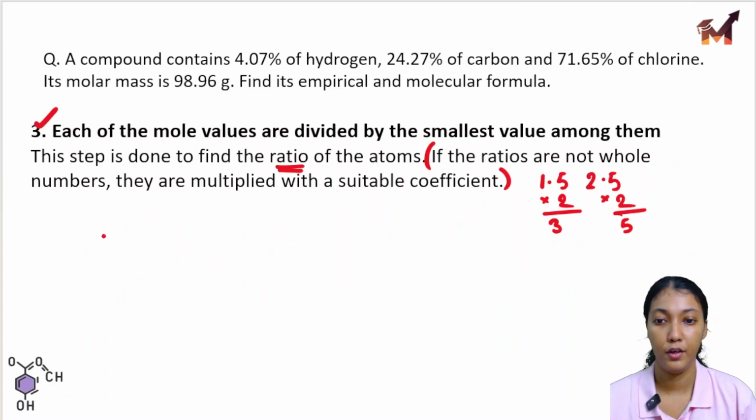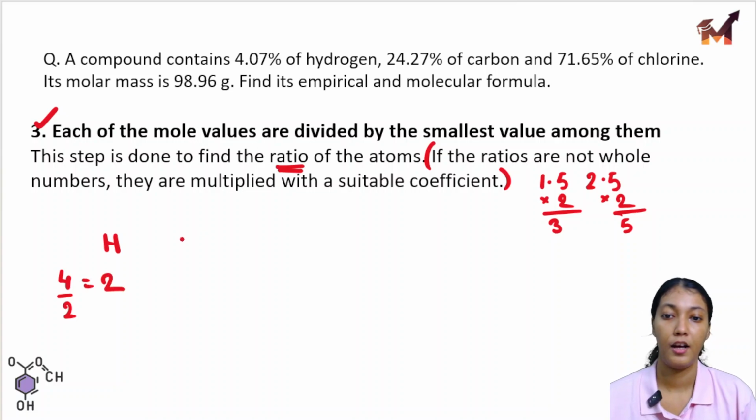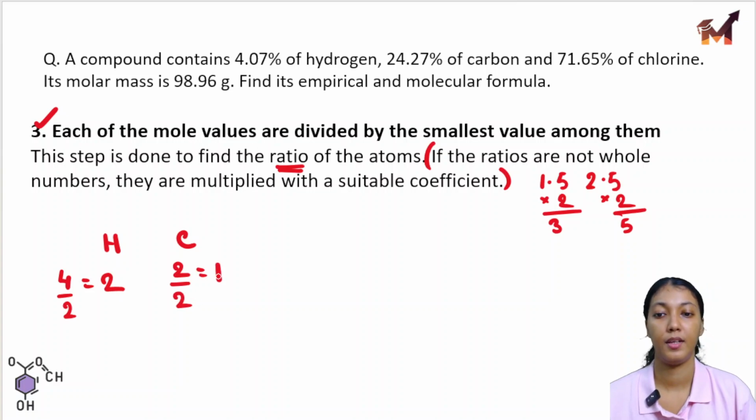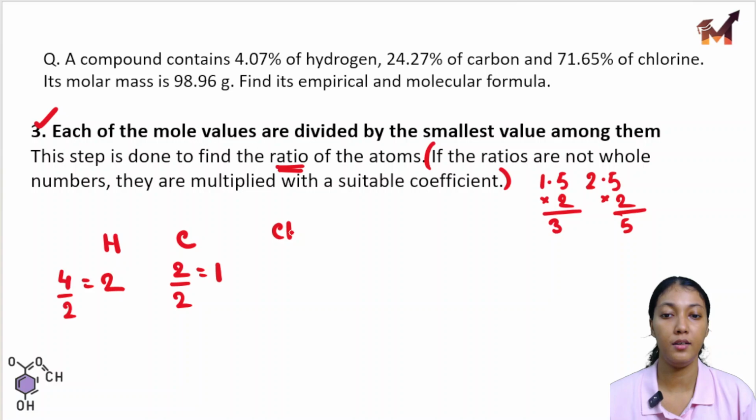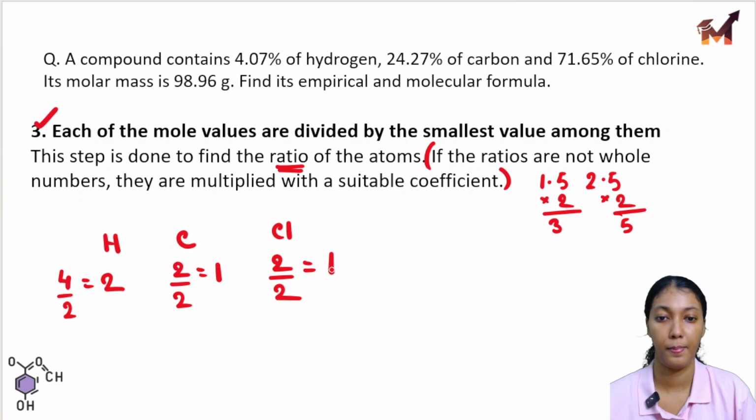So now we will do for hydrogen, we will do 4 by 2, which is 2. For carbon, we will do 2 by 2, which is 1. And for chlorine, we will again do 2 by 2, which is again 1.